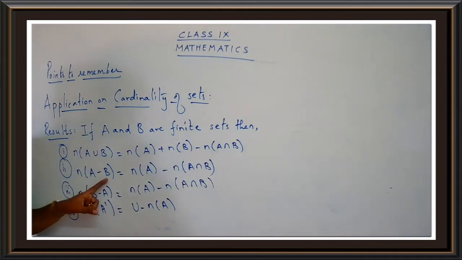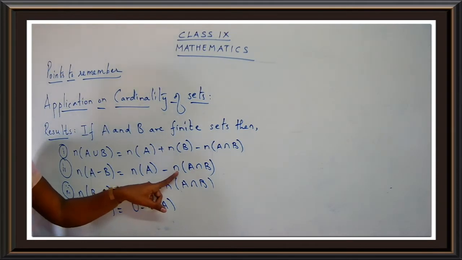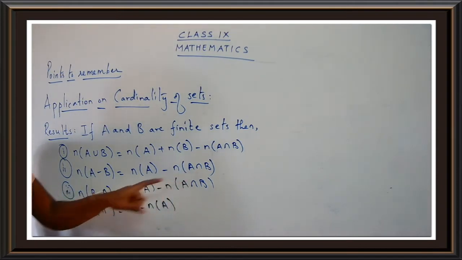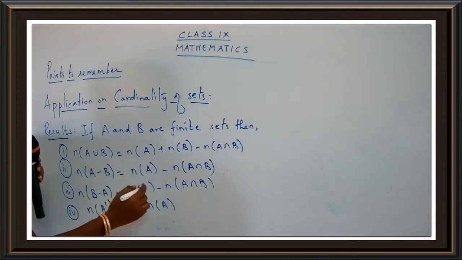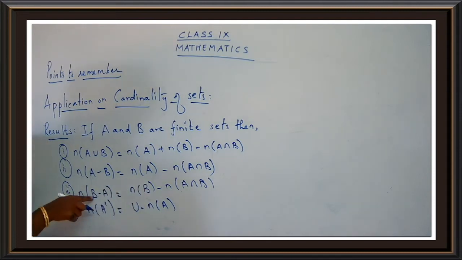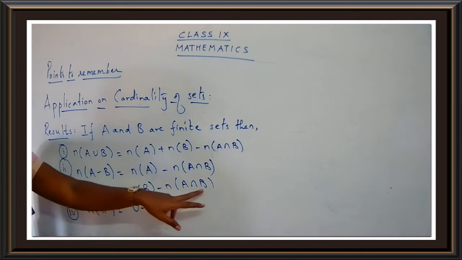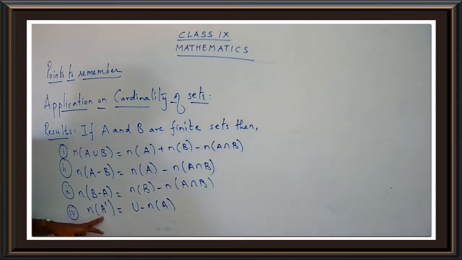N of a minus b is equal to n of a minus n of a intersection b. N of b minus a is equal to n of b, here b comes. Here we have taken a, so here what you should take? B, because here it's b minus a. So n of b minus n of a intersection b. N of a dash is equal to n of u minus n of a. So just remember these 4 properties or 4 results, and we are going to apply this and solve our sums.